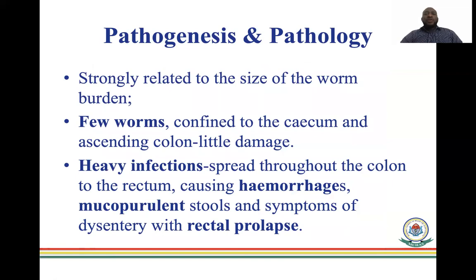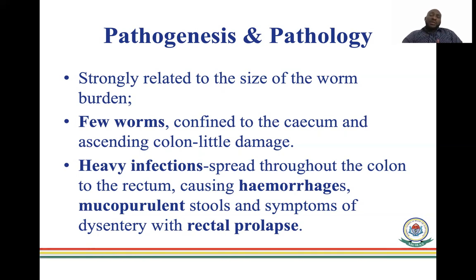So when you're talking about the pathogenesis, this is strongly related to the size of the worm burden, in terms of the number of worms. If you have fewer worms, they are confined to the cecum and the ascending colon. There's usually little damage, and you might not see any symptoms. But in heavy infections, where they spread throughout the colon up to the rectum, they cause hemorrhages and mucopurulent stools, and sometimes symptoms of dysentery with rectal prolapse.